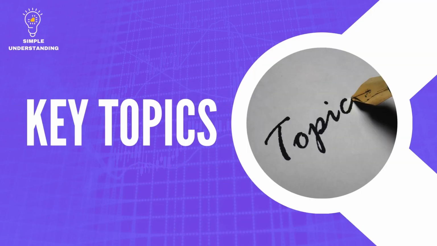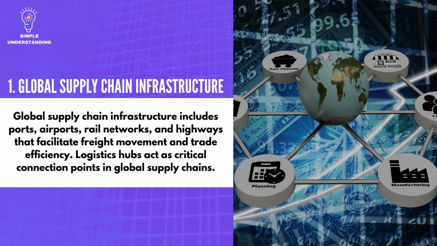Key topics. 1. Global supply chain infrastructure. Explanation. Global supply chain infrastructure includes ports, airports, rail networks, and highways that facilitate freight movement and trade efficiency. Logistics hubs act as critical connection points in global supply chains.